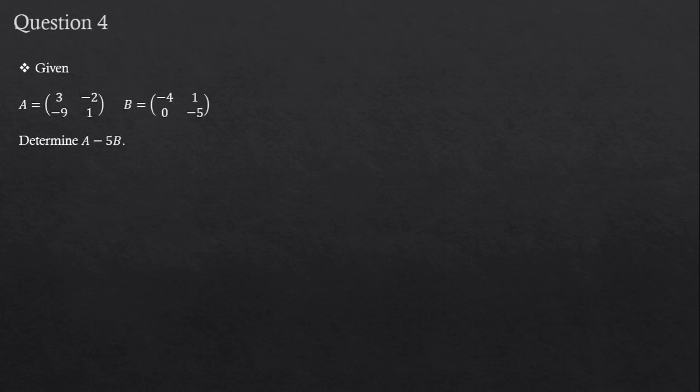So proceed to question 4. We have two square matrices, 2 by 2 in order. We need to determine A minus 5B. Here we are introduced to a new concept of scalar multiplication.